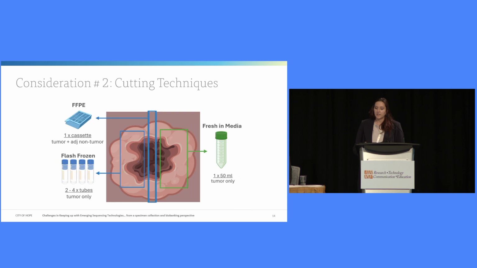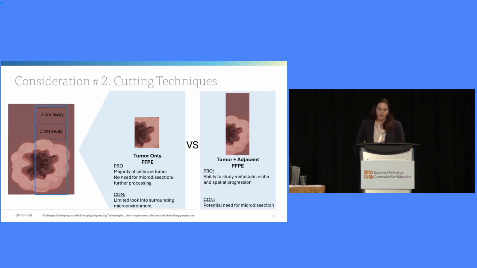And we can adapt this technique depending on the research needs. For example, if an investigator wants to collect fresh tissue as well, we can collect the FFPE from the middle to ensure that it best represents the biological characteristics of both the flash frozen and the FFPE samples. Another consideration is that depending on the intended research use, we can include additional surrounding tissue. And this might be useful when studying spatial transcriptomics or trying to understand the metastatic niche and tumor spread.